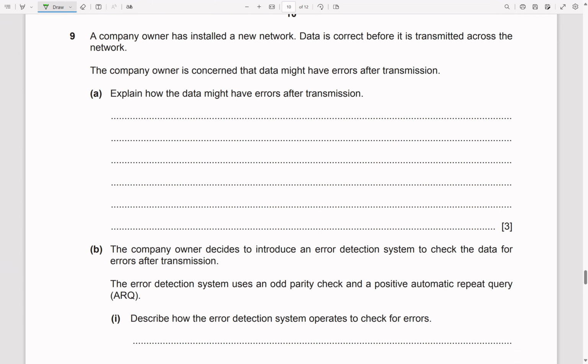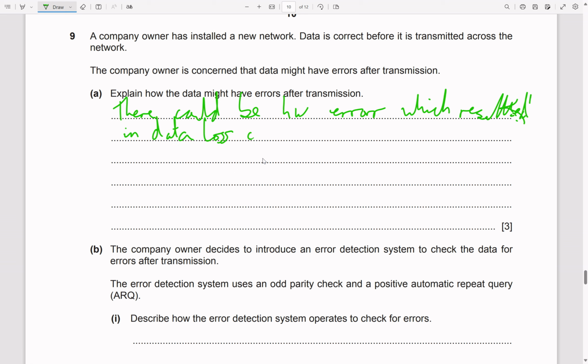Right, 9, a company owner has installed a new network. Data is correct before it is transmitted across the network. The company owner is concerned that data might have errors after transmission. Right, we want to explain how the data might have errors after transmission. So let's say there could be a hardware error, which results in data loss, or data corruption.